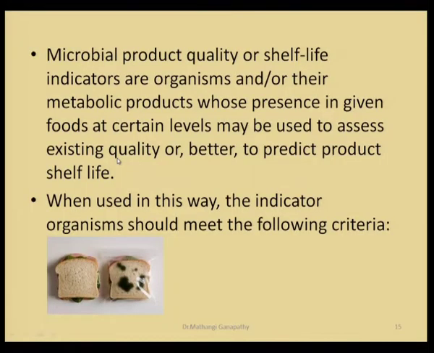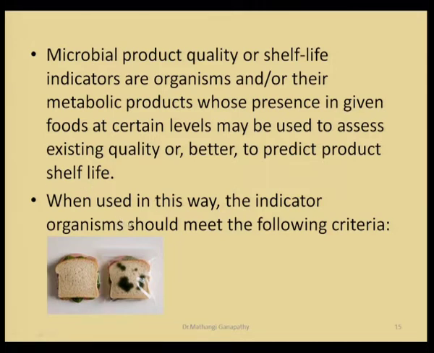Microbial product quality or shelf life indicators are organisms and/or their metabolic products whose presence in a given food at certain levels may be used to assess existing quality or, better, to predict product shelf life. So, we can use microbes as an indicator of the quality of the type of food. Either the number of microbes, the presence of microbes, or the presence of microbial toxins would indicate that the food can be accepted or cannot be accepted. Such things we call indicator organisms.